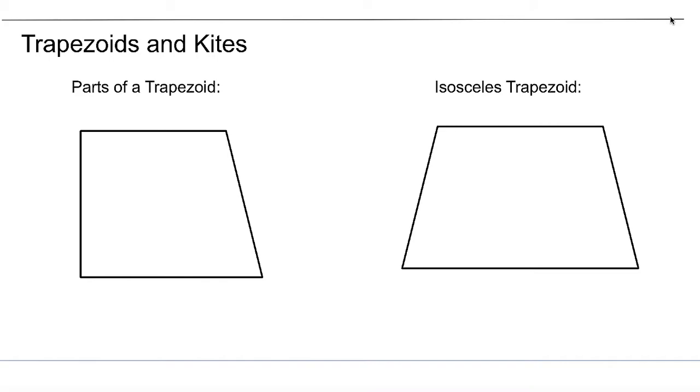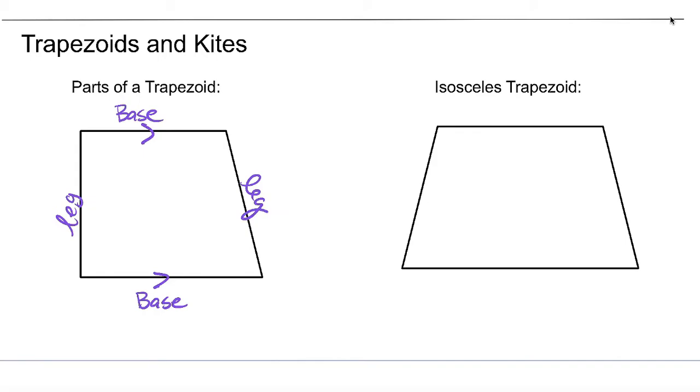A trapezoid is a quadrilateral that has exactly one pair of opposite sides parallel to each other. And in the trapezoid that I drew here, these two sides would be parallel to each other. These are called bases. So we have a base up here, and we have a base down here. The other parts of the trapezoid are called the legs. We have a leg here and a leg over here.